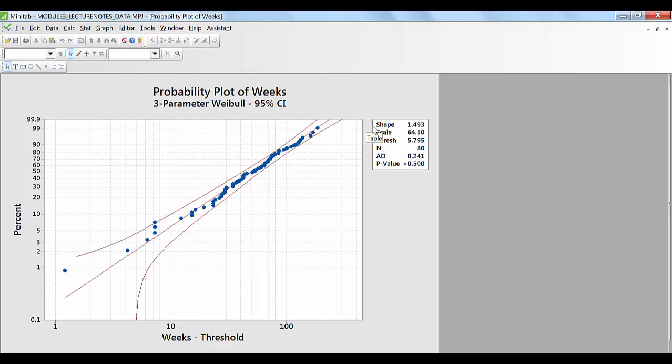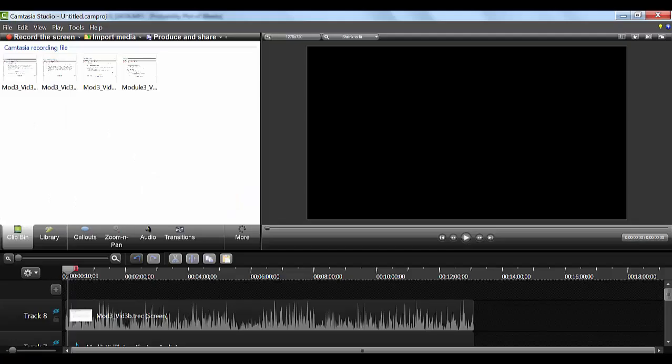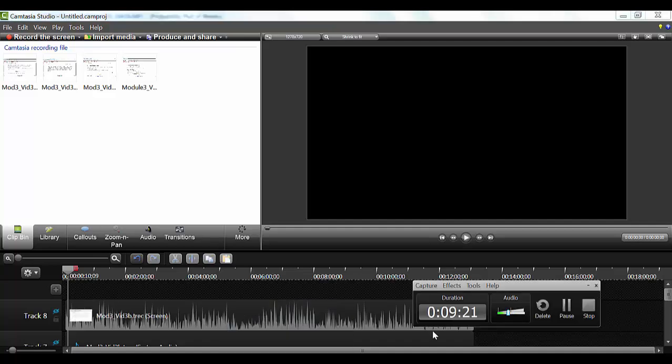I feel reasonably comfortable saying that this came from a 3-parameter Weibull, but that's for later in the course. Right now, usually we just check to see if the data comes from a normal distribution. So that should do it for us for Module 3, and let's turn this thing off.